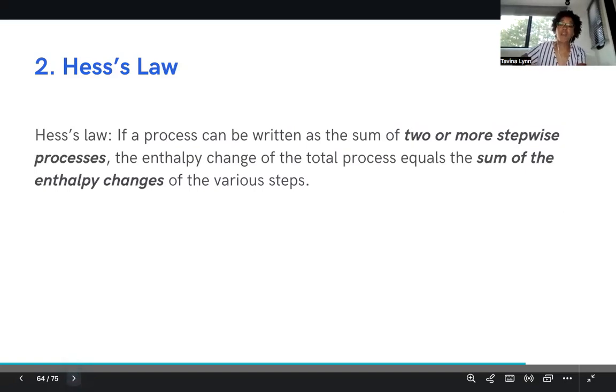It says if a process can be written, and replace process with reaction, right? If a reaction can be written as the sum of two or more stepwise reactions or processes, the enthalpy change of the total reaction equals the sum of the enthalpy changes of the various steps. What does that mean, is what you might be thinking. So we'll do an example.